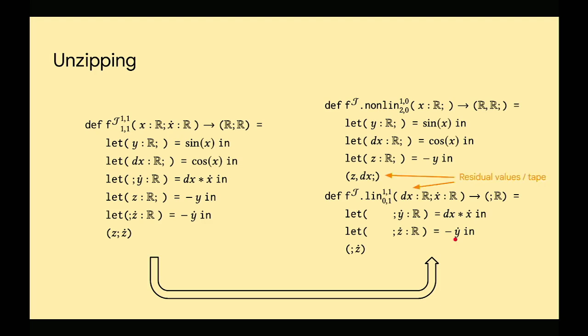Now what you can see here is that we also had to pass this value of the cosine between those functions. And if you think about it, those extra outputs that you pass between the nonlinear function and the linear function are generally exactly the things that you would have to save on a tape of a more conventional AD system.